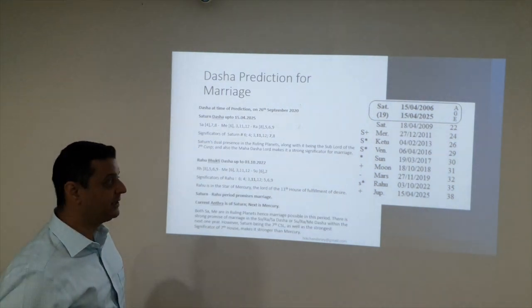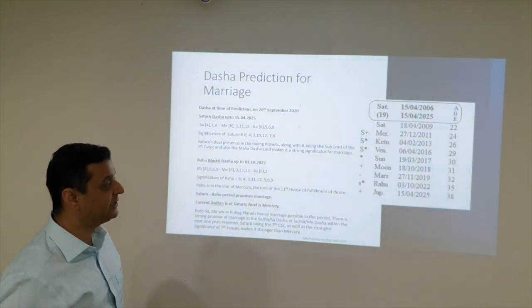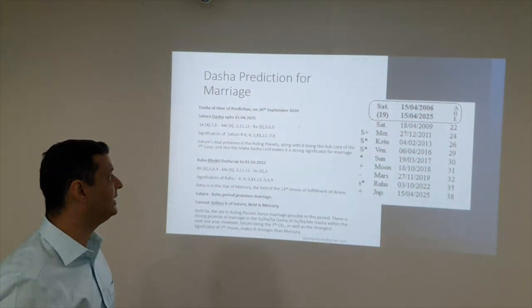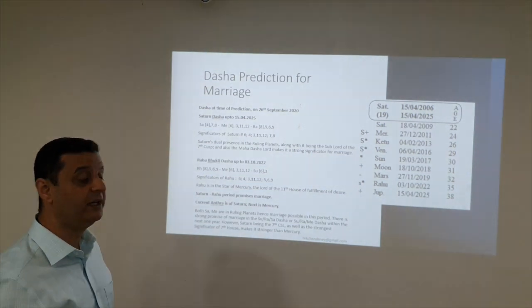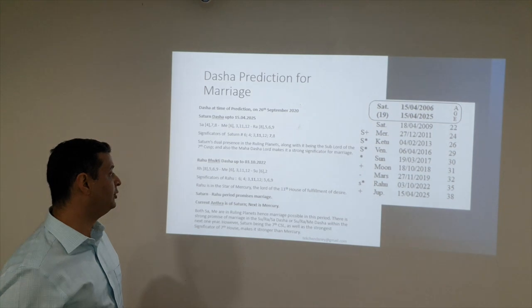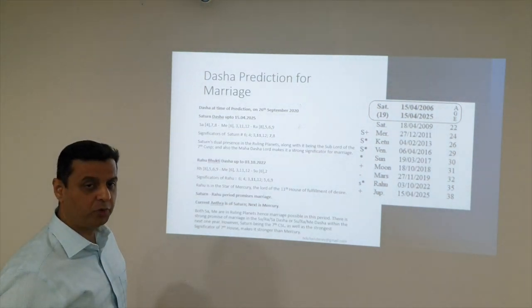Saturn is also the 7th Cuspal sublord, which promises marriage. Hence the Dasha of Saturn is a very strong significator of marriage, and she's very, very likely to get married in the Saturn Dasha. But the Saturn Dasha then extends up to 2025. So how do we now narrow down the period? So let's look at the Antar Dasha, or the so-called Bhukti.